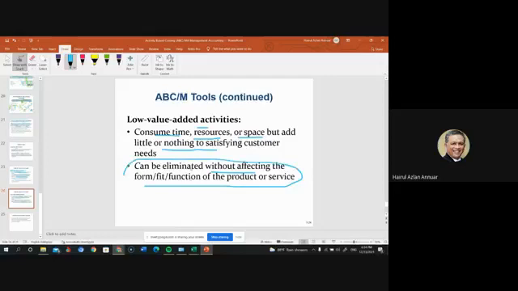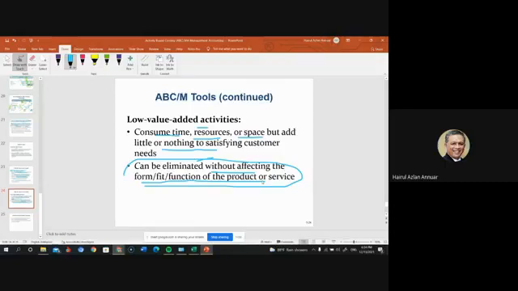So it can be eliminated or reduced. Eliminated means delete it forever, or if you cannot eliminate it, reduce it without affecting the form, fit, function of the product. So we can take it away, but the product will still be of a high quality, will still be following the specification, because low value added activities don't do anything to the product. If we take it out, the product can still be produced in a good quality. So that is low value added activities.